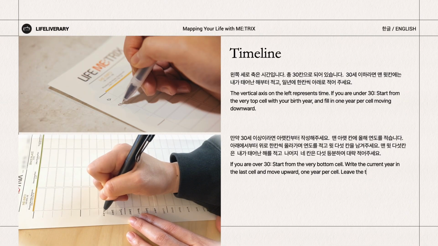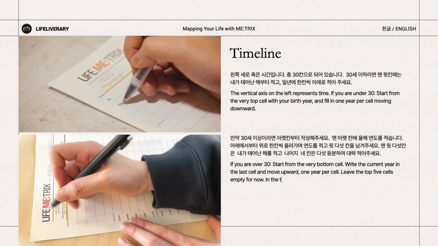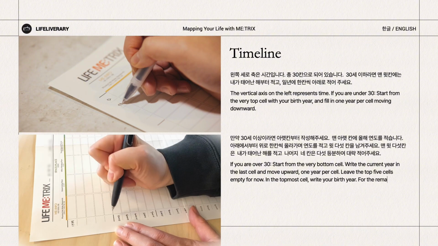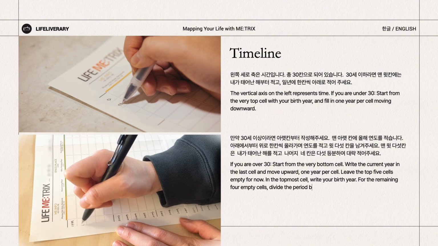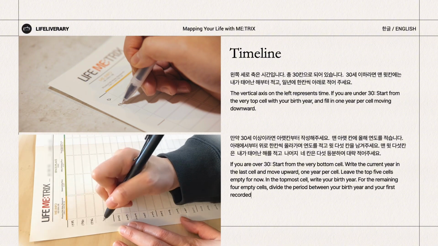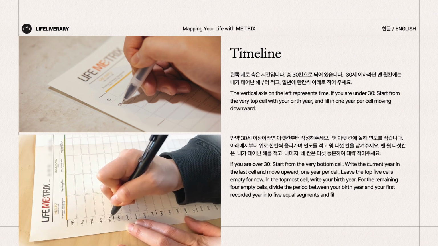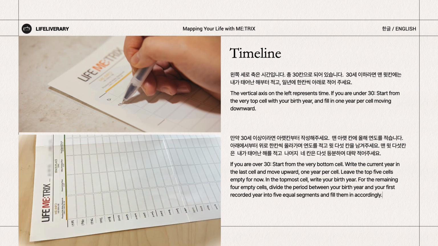In the topmost cell, write your birth year. For the remaining 4 empty cells, divide the period between your birth year and your first recorded year into 5 equal segments and fill them in accordingly.